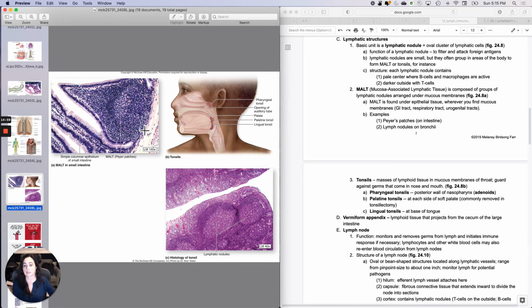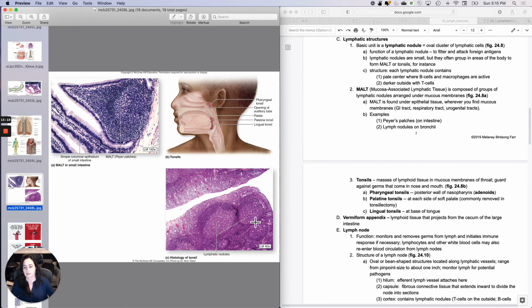Okay, so what is a tonsil? A tonsil is big, lumpy MALT. This is what it is. And tonsils are specifically associated with your naso- and oropharynx. That's where those are. And you've met these before. You just didn't talk about what they did in anatomy lab.